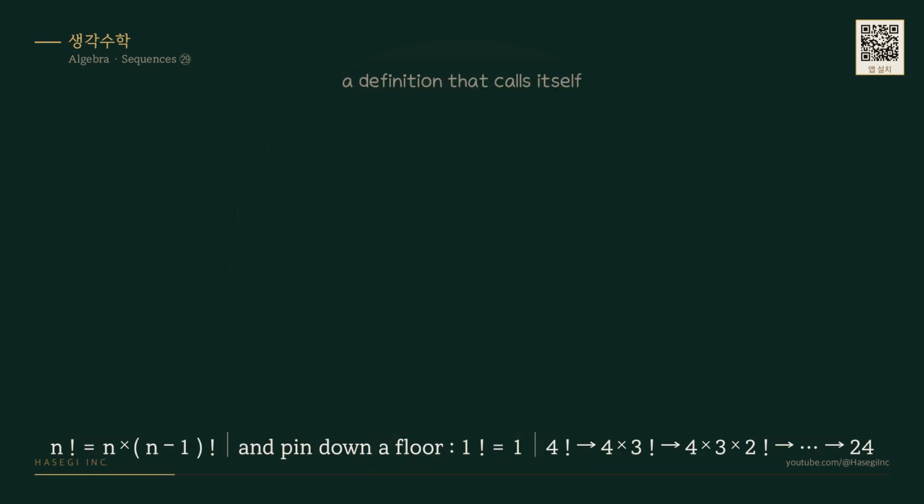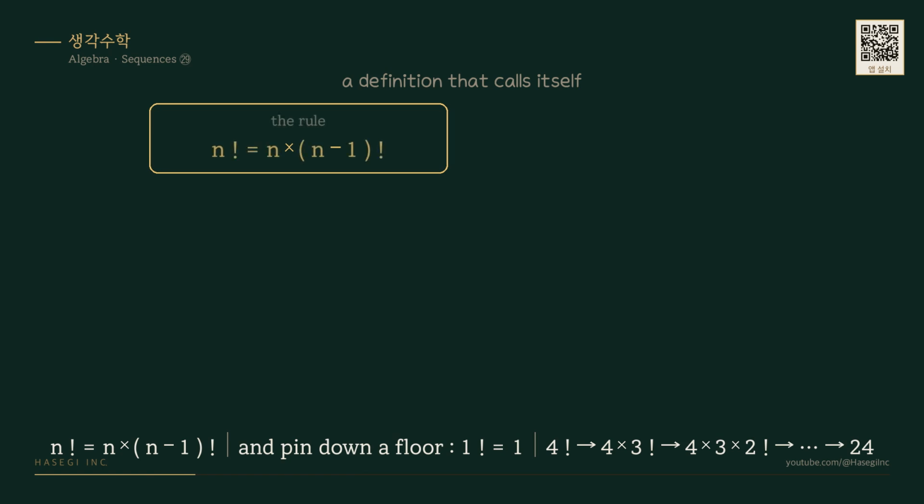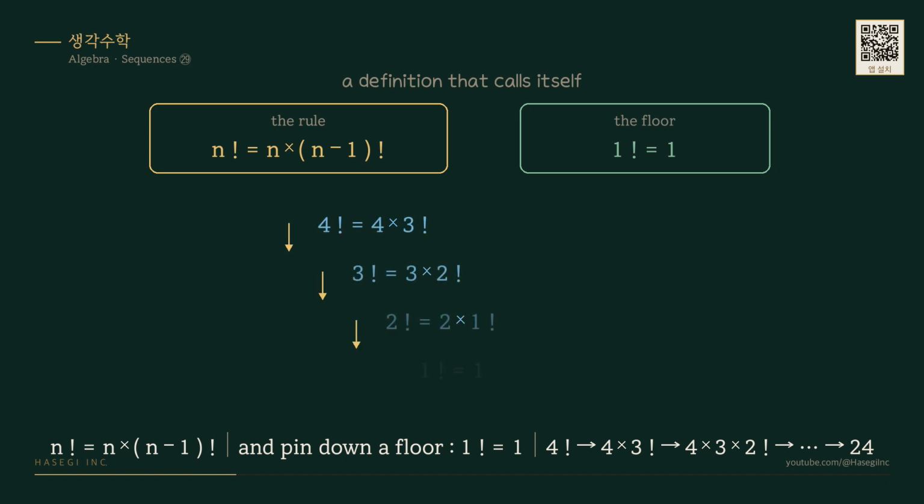The way out is to let the definition call itself. N factorial is n times n minus 1 factorial. And we pin down a floor. 1 factorial is 1. Then 4 factorial is 4 times 3 factorial. 3 factorial is 3 times 2 factorial. And 2 factorial is 2 times 1 factorial. You walk down one step at a time, stop at the floor, and multiply back up to 24.